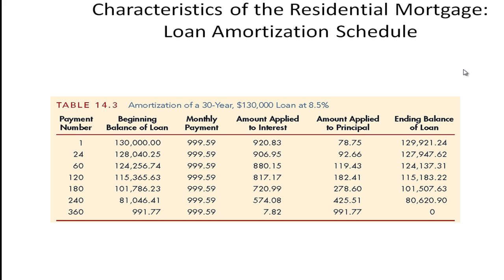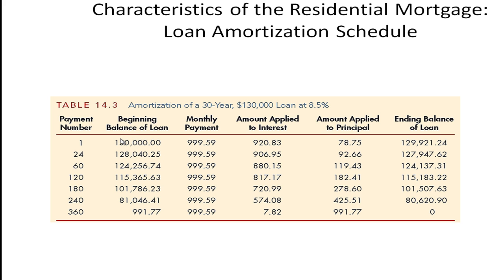Now here's an example of a loan amortization schedule. And if you're interested in this, I'll provide a link to a tutorial where I actually show you how to calculate this in Excel. But this is the case where it's a 30-year, $130,000 loan at 8.5%, and the monthly payment is $999.59. And you can see that stays the same. And here they just show you which payment, the 1st, the 24th, the 60th. Obviously they could show you every month, but the table would be too large.